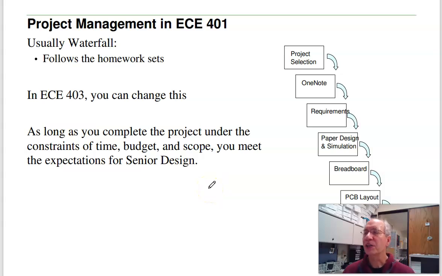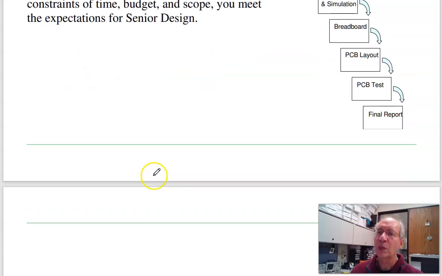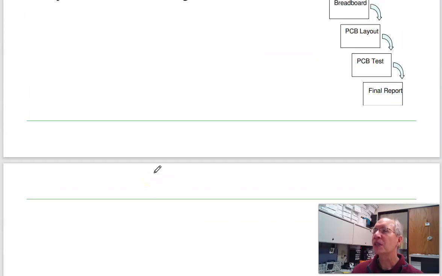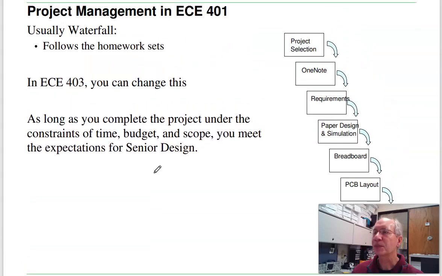Now, in terms of Standard Design 401, we're going to be using waterfall. You've got the different tasks, basically the different homework sets. You do homework 1, then homework 2, then homework 3, and so on. When you get to 403, 405, there are other ways of doing it. So that's kind of the idea behind project management. The whole goal is to increase the odds of your project being successful.